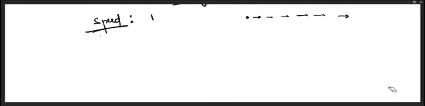Now what if there is no static point, there is no initial point, and the initial point is also moving in a certain direction? Then we use the term relative speed.